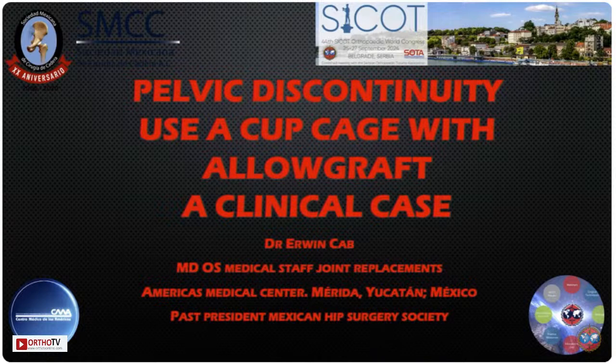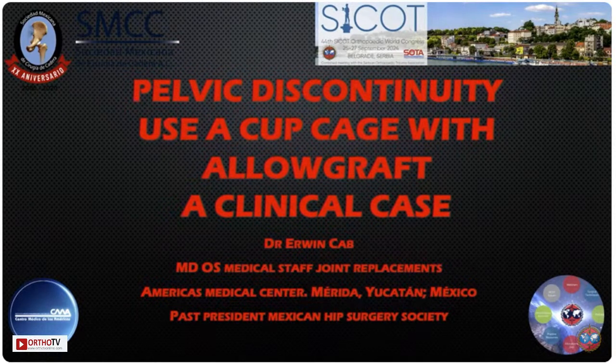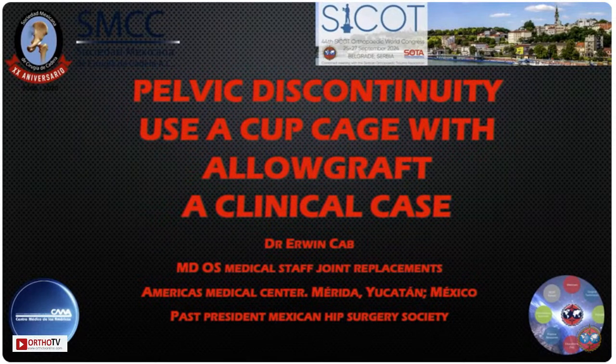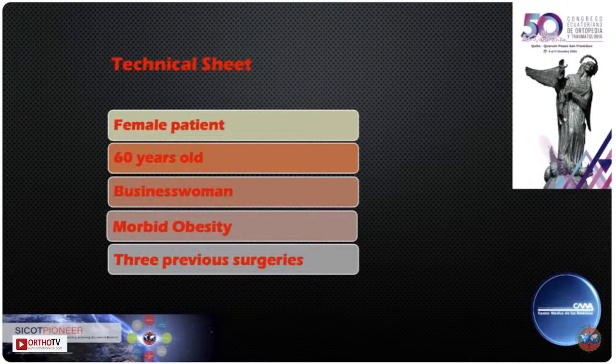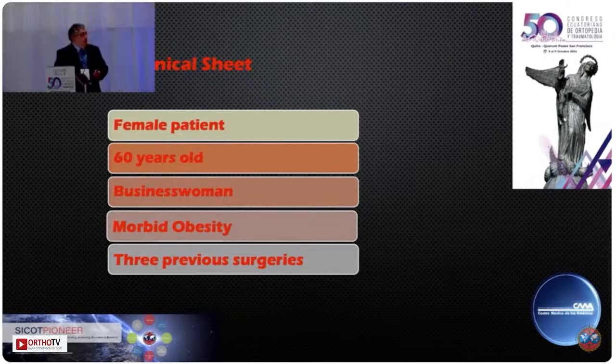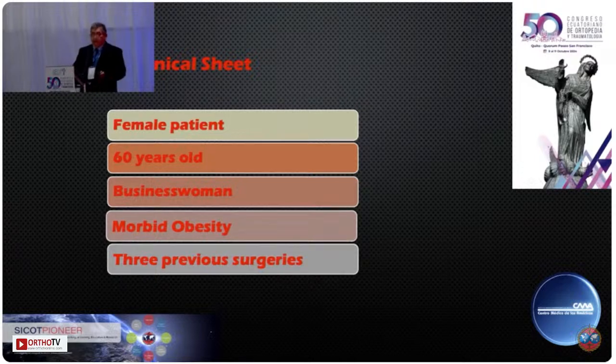So, we are going to talk about the pelvic discontinuity. Use a cup cage with a bone graft. A clinical case, significant because it was a female. Female patient, 60 years old, businesswoman, morbid obesity, this is very important, 3 previous surgeries.